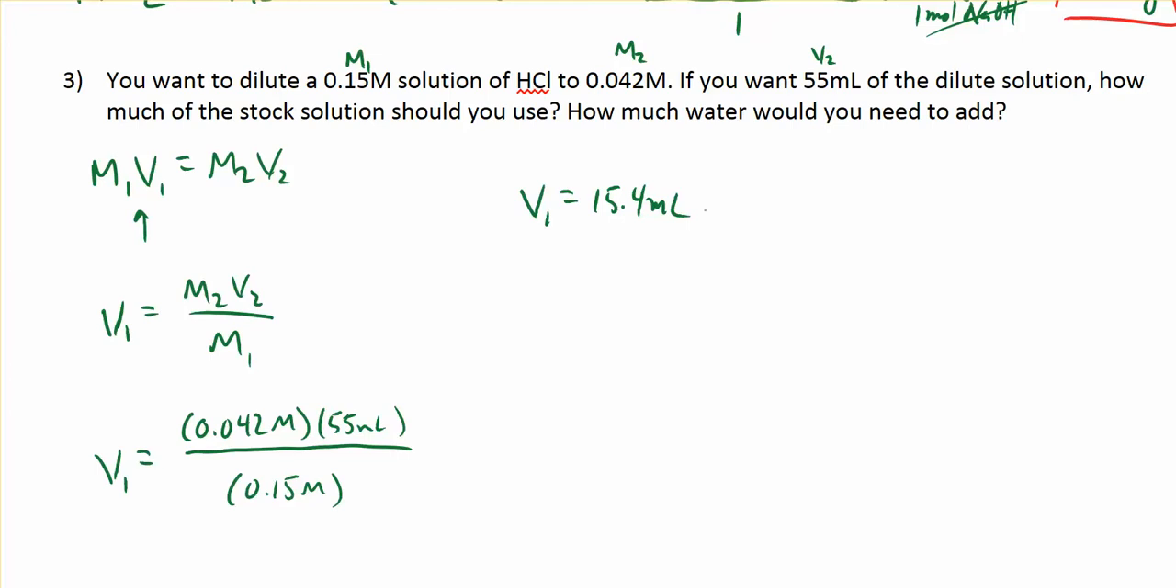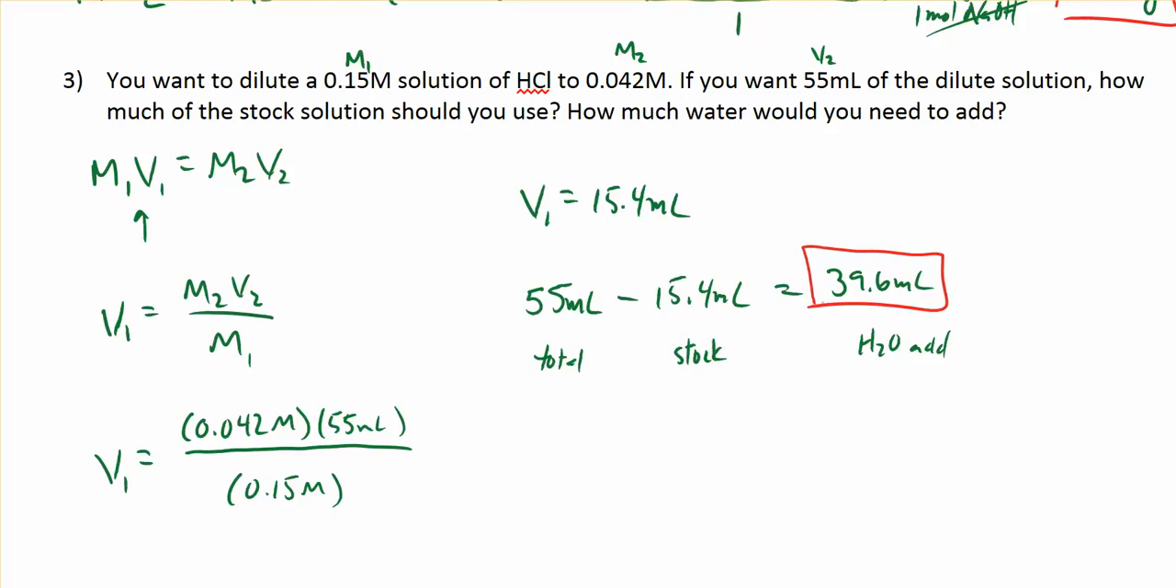The second part of the question reads, how much water would you then need to add? For this, I know that I want 55 milliliters of total solution, and I know that 15.4 of those milliliters come from my stock solution. Therefore, the difference between those two, or 39.6 milliliters, is the water that I need to add. Another way to look at that is that my final solution is going to be made up of 39.6 milliliters of water and 15.4 milliliters of stock.